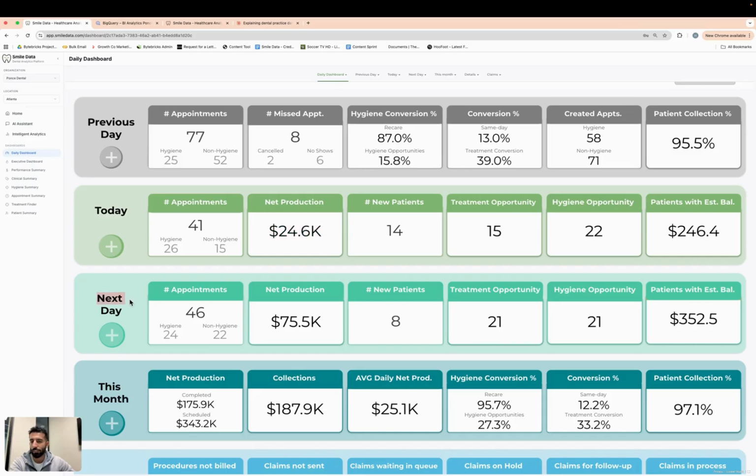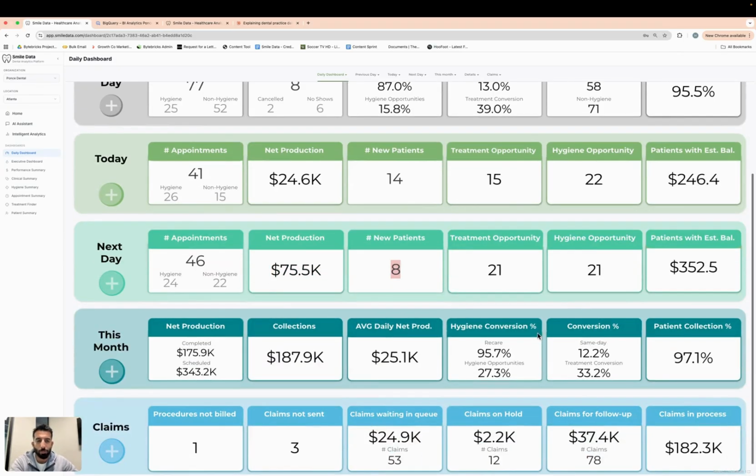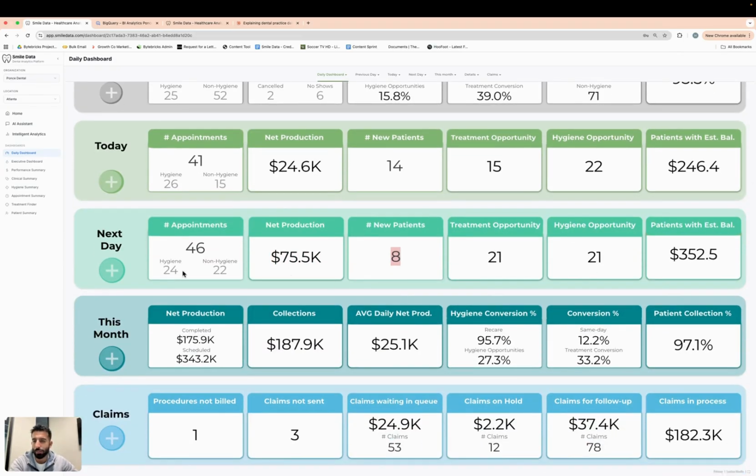For the next day, we can see the appointment collections are a little bit higher, so net production would also be higher, maybe also coming in from the patients being treated today. Then we have new patients coming in, treatment opportunities, and all the different metrics present for the next day.